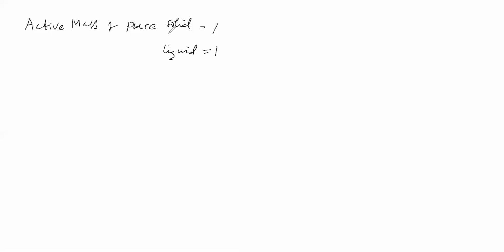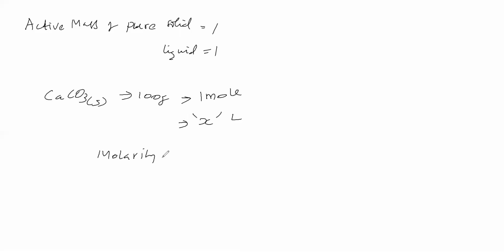Why is active mass of pure solid equal to 1? What is the reason? Now we will take calcium carbonate as the solid. This we will take 100 gram. 100 gram is equal to 1 mole. This 100 gram of calcium carbonate has a volume of x liter. Now we will find molarity. Molarity of calcium carbonate is equal to number of moles of calcium carbonate in the numerator by volume of calcium carbonate.